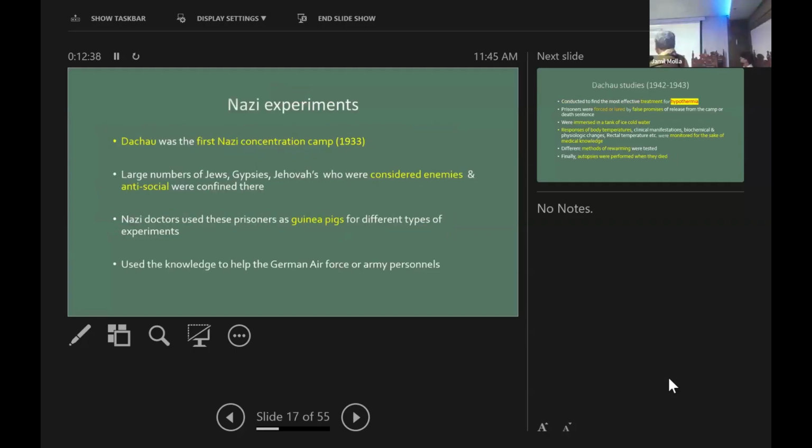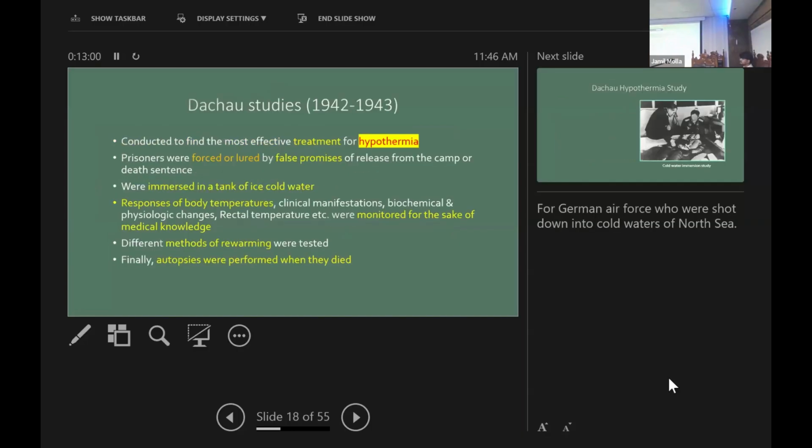The Nazi doctors did many studies in the concentration camps. A large number of gypsies and Jews, considered enemies, were used for these experiments. Like, say, one is the Dachau study, the hypothermia study. Dachau is a place in Germany, and there was a concentration camp. That was the first concentration camp, and they used to put the prisoners there. Among these prisoners, they selected a few people without giving them any information, without taking their consent. They used them for different kinds of experiments to generate knowledge and to help treatment of the German army. One such study is the Dachau hypothermia study conducted in 1943.